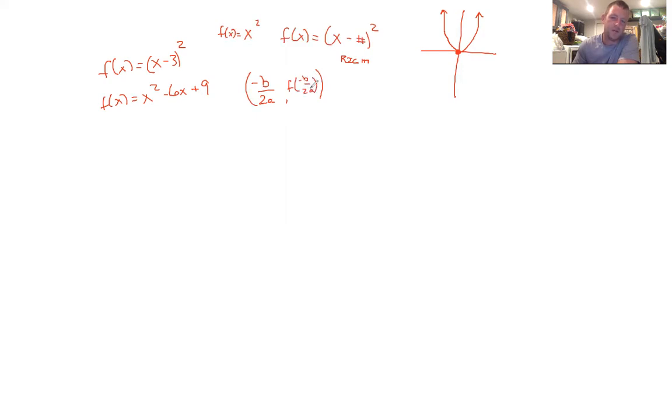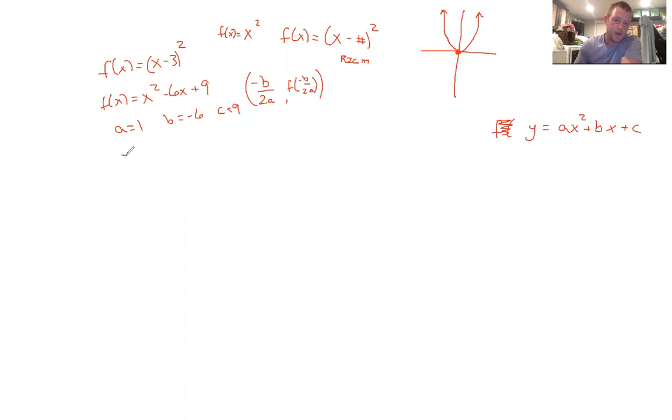A lot of times this screws people up, but just think about it: once I get an x value, I just plug it back in and I get the y value. So let's do that. a is whatever's in front of your x squared. So f of x is equal to ax squared plus bx plus c. Whatever number is in front of your x is your b, and whatever number is over here is your c. So your a here is 1, your b is negative 6, and your c is 9.